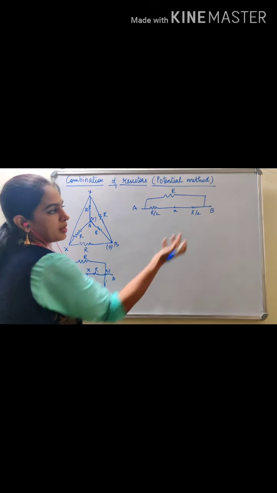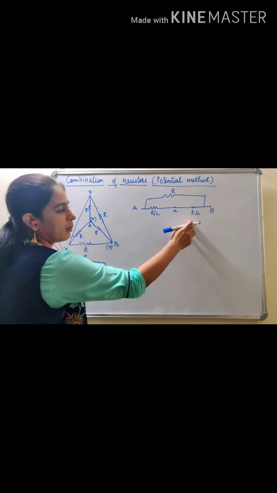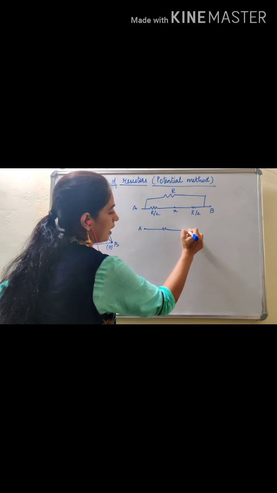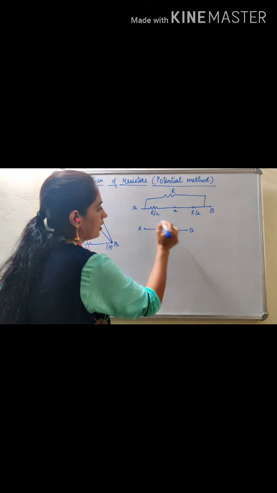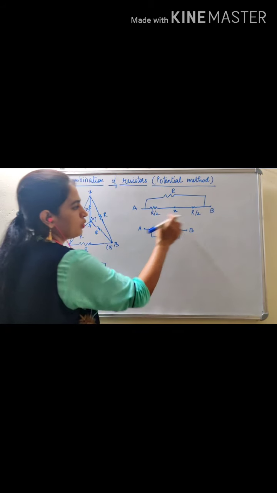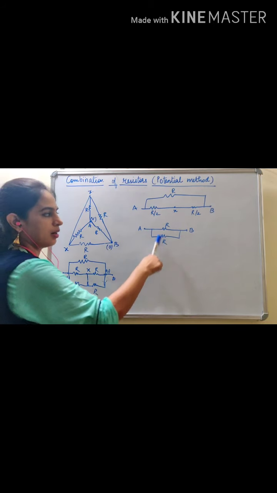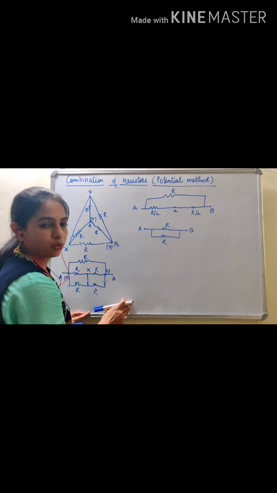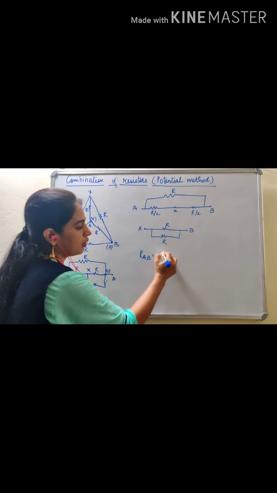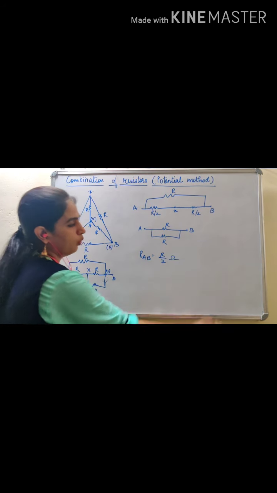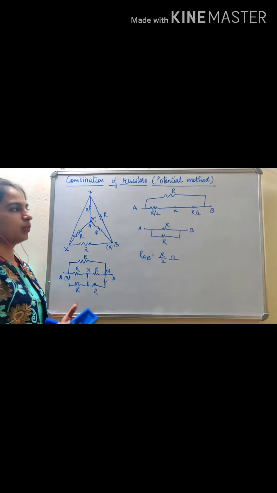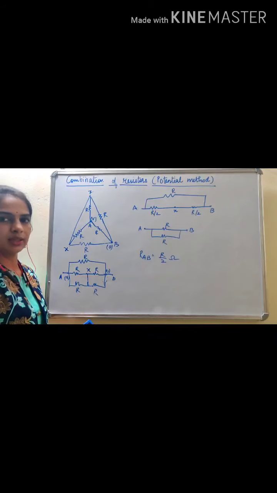Now these two come in series. So R by 2 plus R by 2 will be R. So between A and B we have R, and between A and B again we have R by 2 plus R by 2, that is R. So now between A and B we have two resistors in parallel. So RAB will be equal to R by 2 ohm. Right? So this is how, using the potential method, we can solve complicated networks.